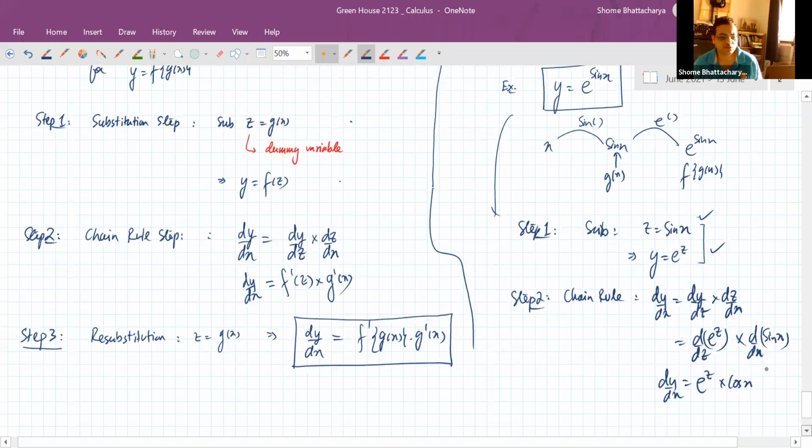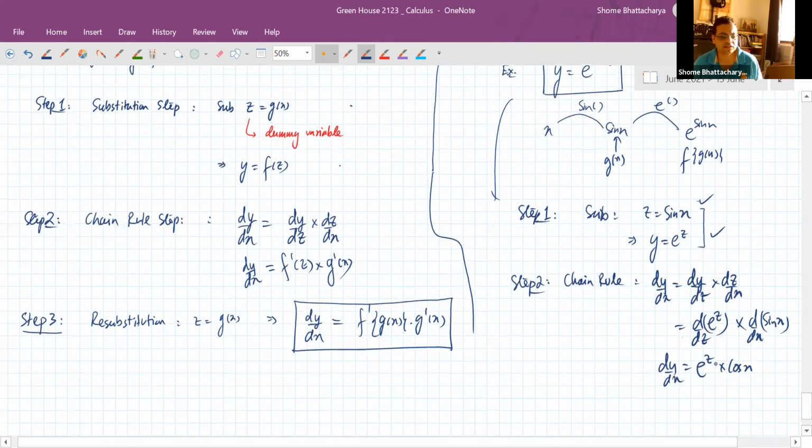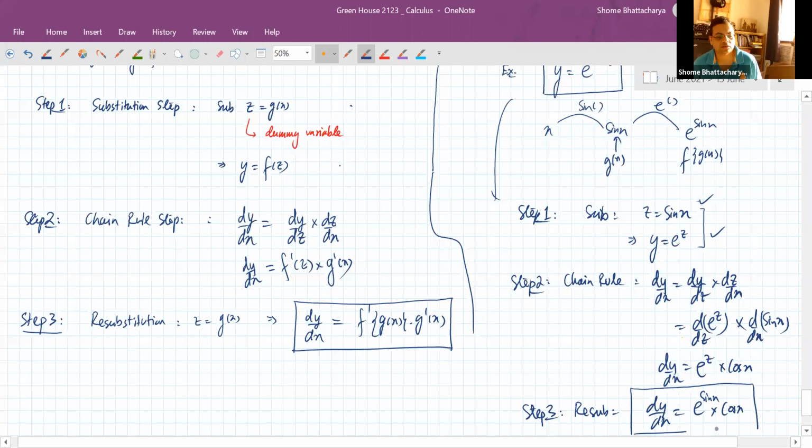Now final step. So we have got the answer, but only thing is answer is in terms of z. And z is which type of variable? It's a dummy variable. So I have to remove that. So step 3, I have to eliminate z by using the resubstitution. So I'll resubstitute z as what? Sin x. So dy by dx is becoming what? It is becoming e raised power sin x into cos x. Okay. So this is my differentiation of y with respect to x.